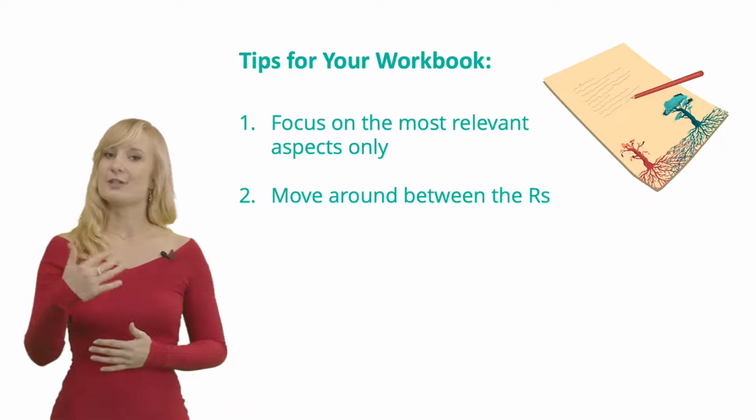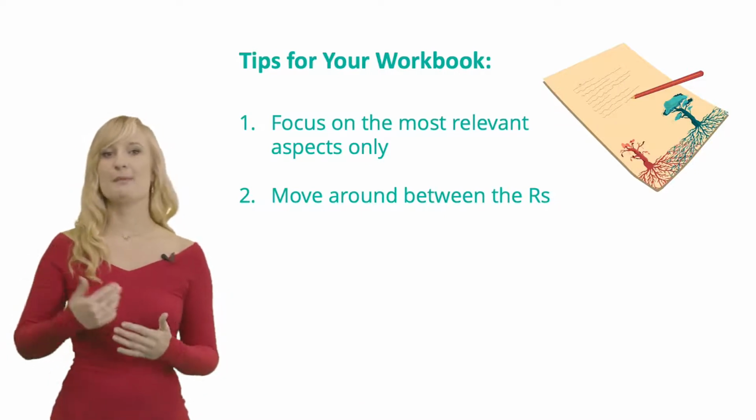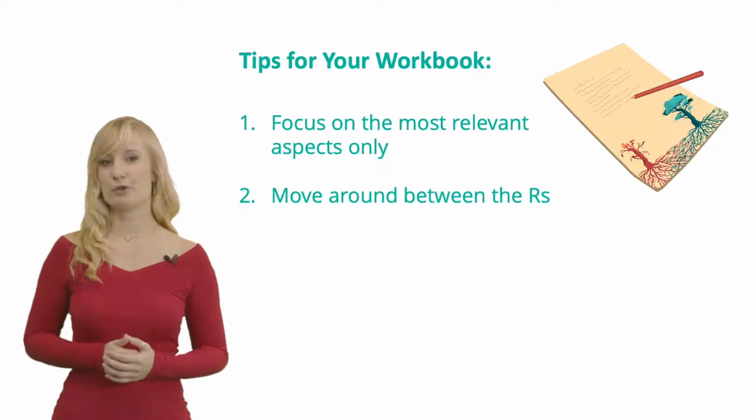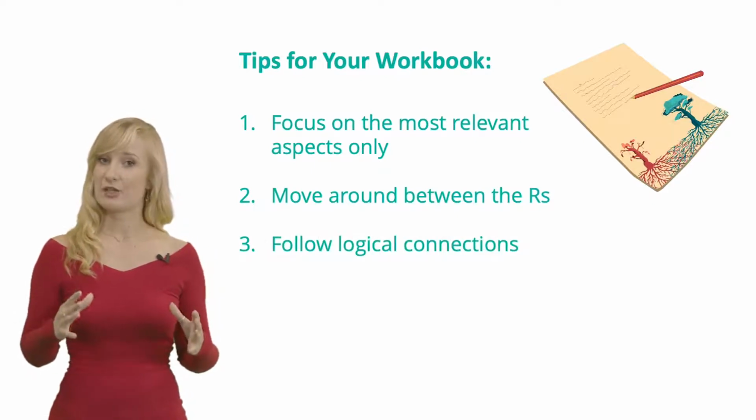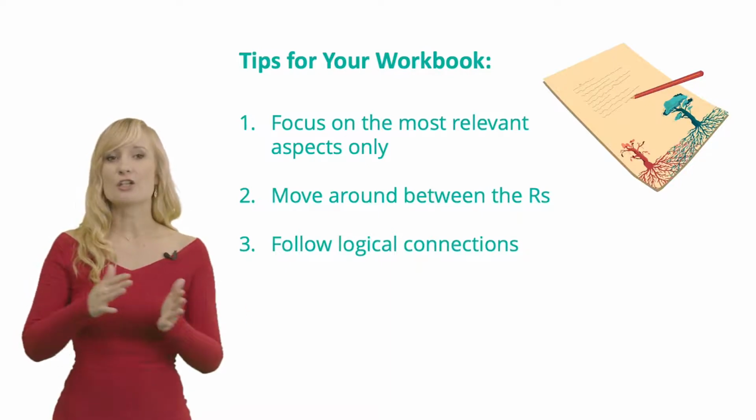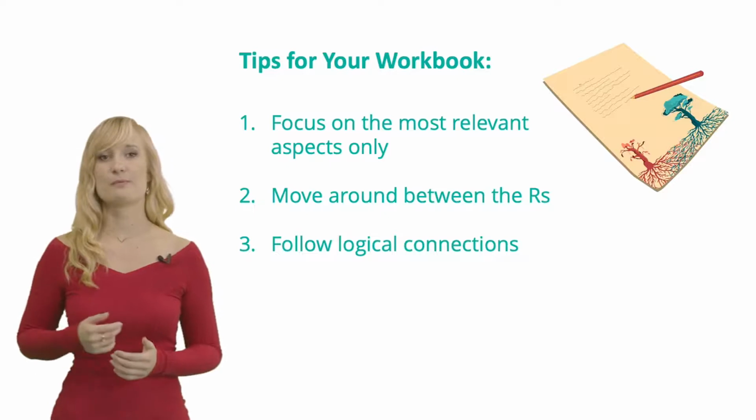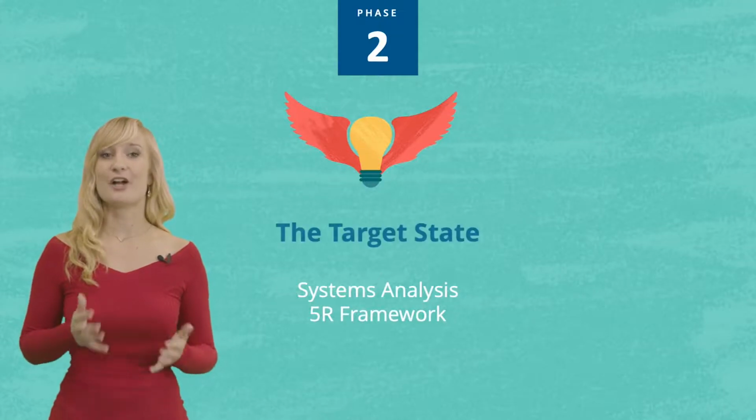Think about it as an iterative process. Move from one category to the next and back, and make adjustments in the categories that you already worked on until you arrive at a version that you like. When doing the status quo visualization, make sure that there's a clear logical connection between the resources, rules, roles, and relationships, but also results.